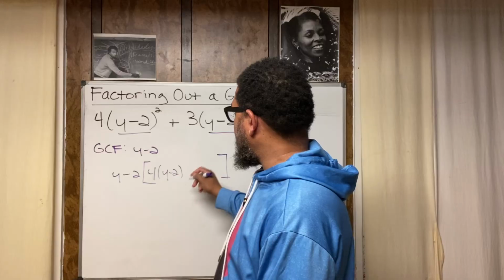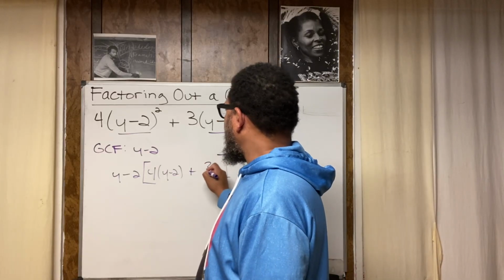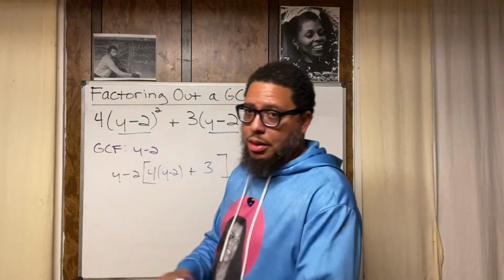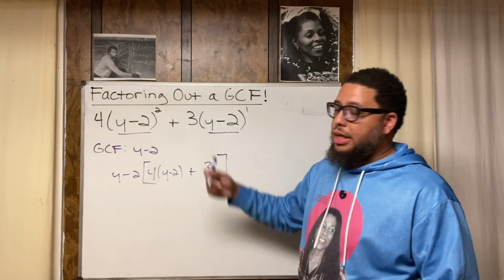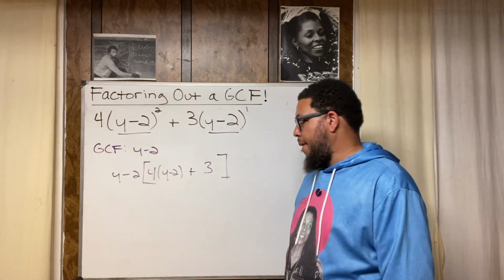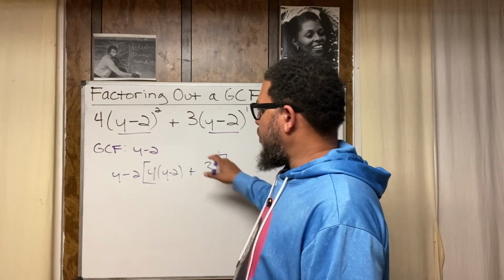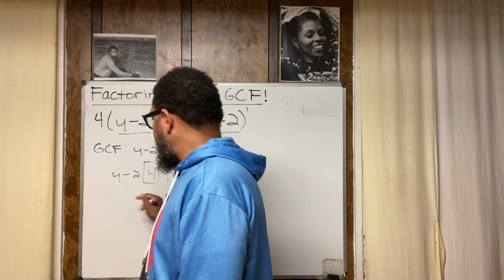So this is going to be just 3. Why just 3? Because 3 is what's left. If this divided by this becomes just 1, now you're left with 3 times 1, which is just 3. All right? Now, you could just leave it like this, but what I would do is clean the problem up a little bit. So I would simplify this.